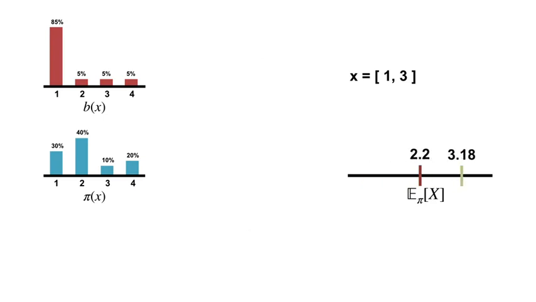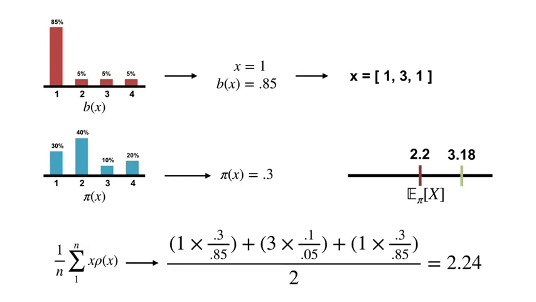And one last sample. We draw another 1 from b and add it to the buffer. We plug in the observed values to the importance sampling ratio formula and get 2.2. With samples just from b, we managed to get a pretty good estimate of the expectation under pi.